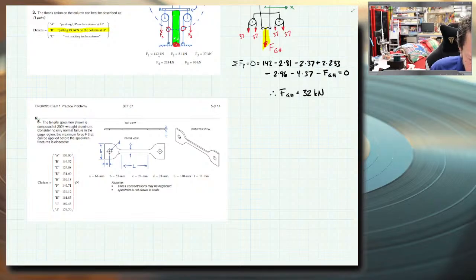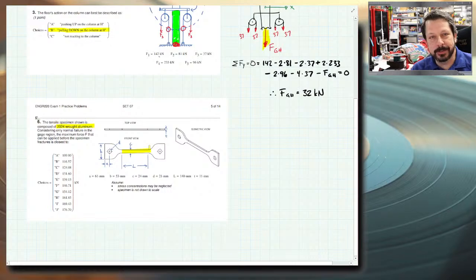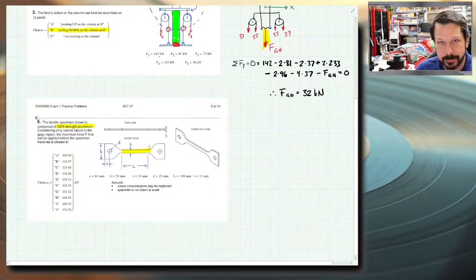So what it's asking, there's a couple of things in the text. 2024 wrought aluminum, so that's something. Considering only the normal failure, so normal when we're talking mechanics and stresses, normal means perpendicular, not like normal average, although it's still an average stress. So the normal failure in the gauge region is this thin region. We mentioned that a little bit when we were doing the stress strain diagrams, but it hadn't been a big focus. But the gauge region is the skinny part of one of these tensile test specimens.